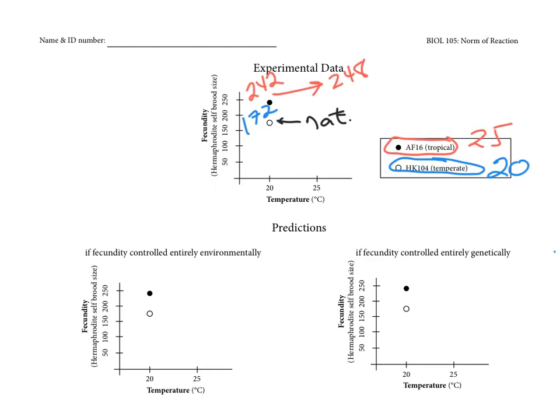So again, trying to reinforce the idea that there are lots of hypotheses that you can make, all of them are valid, but let's see what happens. So at 25 degrees, HK104, the temperate strain, has about 132 self-offspring per hermaphrodite. So one parent makes 132 kids. So that one drops.